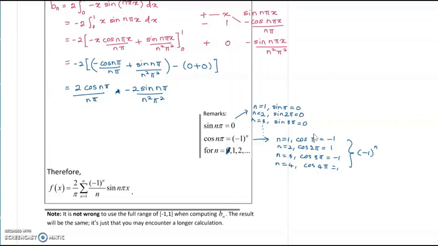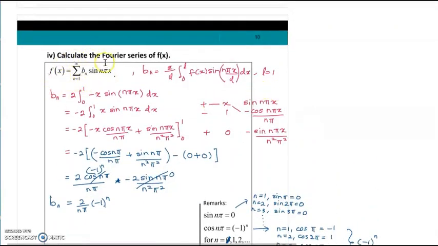So sine n pi is always 0, so basically this part is 0. And cos n pi is -1 to the power of n. So this is again our bn. So this is 2 over n pi, and the cos is -1 to the power of n. So that's our bn. So with that bn, we need to go back to this fx, the Fourier series. So we just rewrite the bn that we obtained.